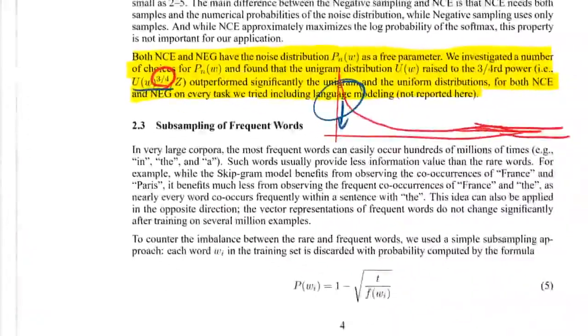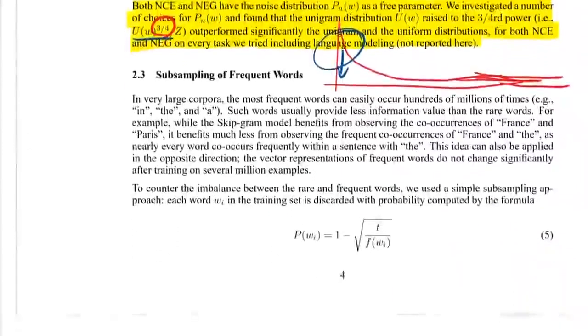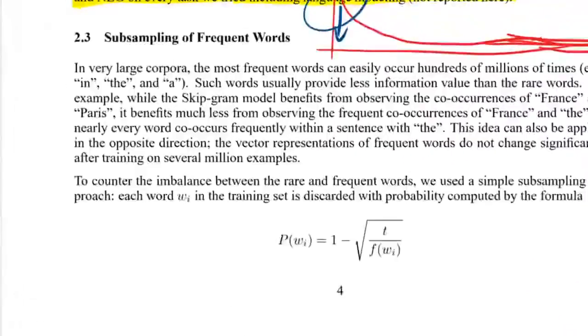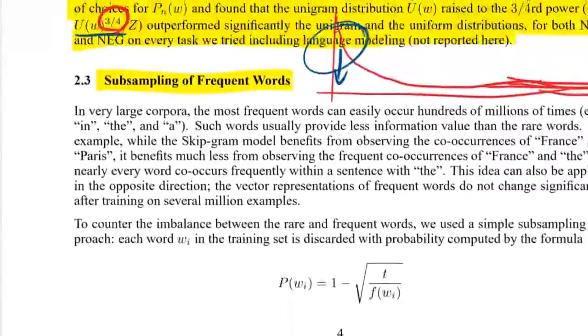Strange, but turned out to work well. The other thing they do is a subsampling of frequent words. Again, this is a way to push down the often appearing words, where they say the most frequent words can easily occur hundreds of millions of times, like in, the, or a. Such words usually provide less information value than the rare words.